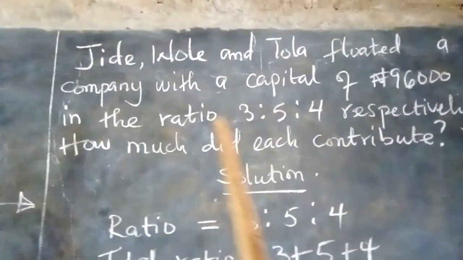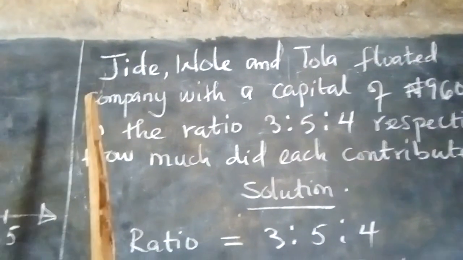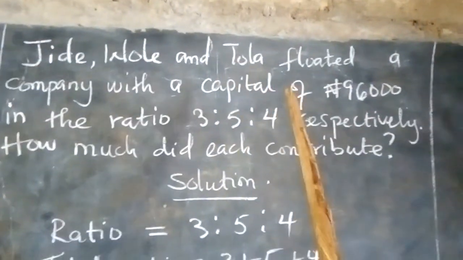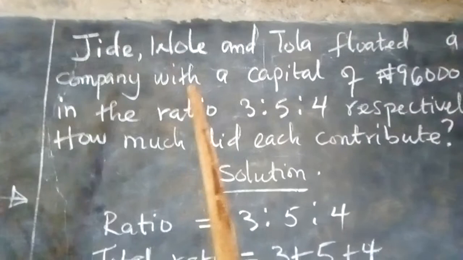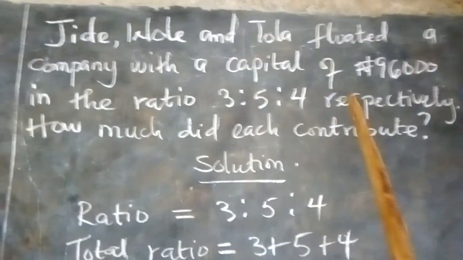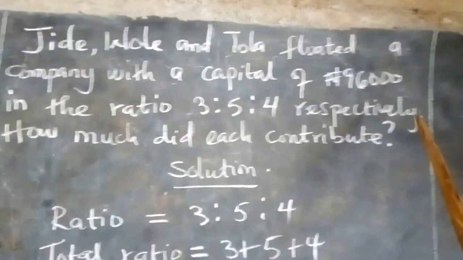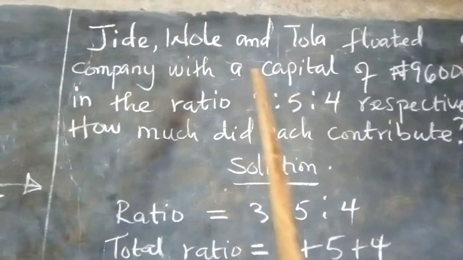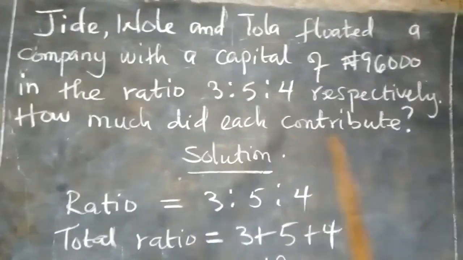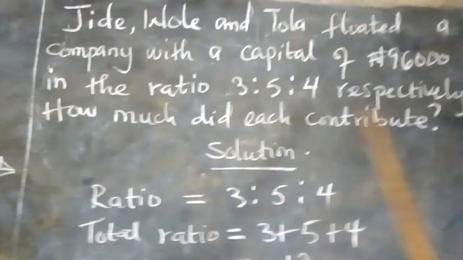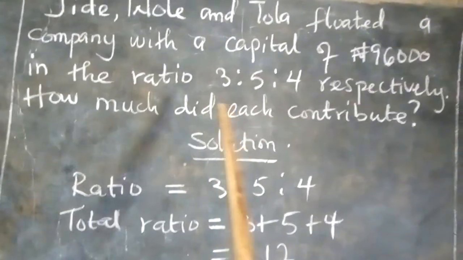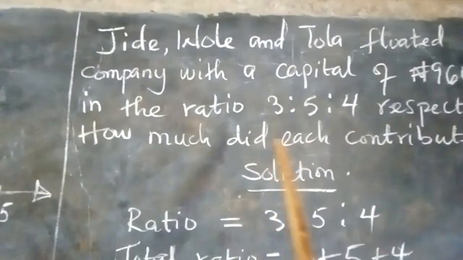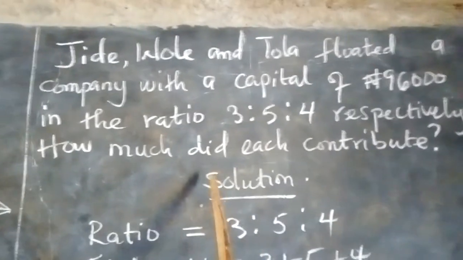This is the question. Jide, Wole, and Tola floated a company with a capital of 96,000 naira in the ratio 3:5:4, respectively. How much did each contribute? That is the question. Now, we have to interpret this question.